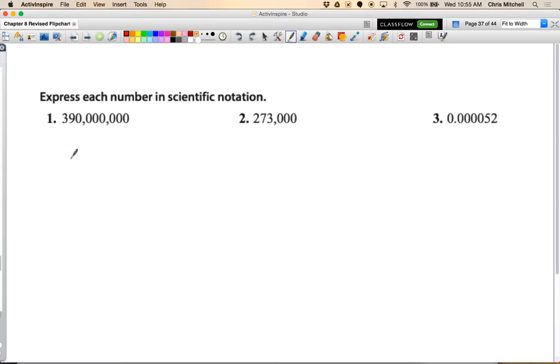Welcome back. If you paused the video, your first answer should be 3.9 times 10 to the 8th power. Number 2 is 2.73 times 10 to the 5th power. And this last one would be 5.2. Remember, this one is a negative exponent. 5.2 times 10 to the negative 5th.